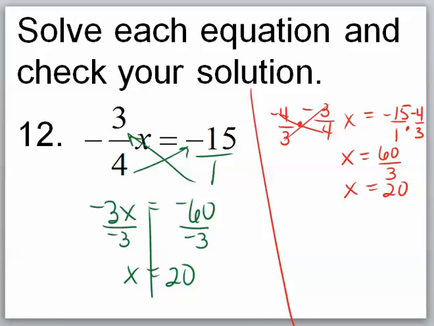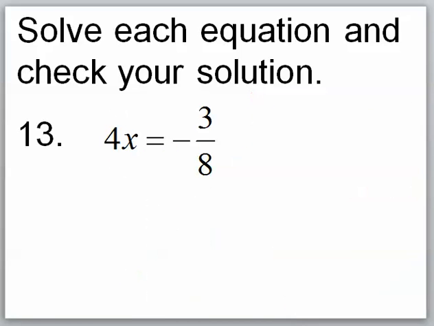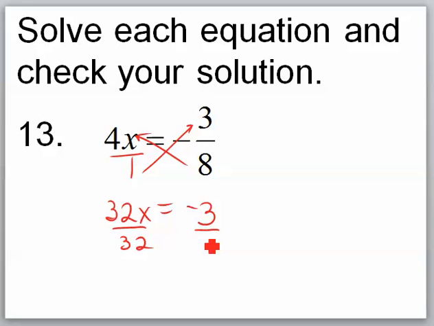Okay, and this is the last problem we left off on. We'll continue on with a couple more of these. Again, I like to use that cross multiplying method. So I'll go ahead and do 8 times 4, which is 32x, and 1 times negative 3, which is negative 3. Divide by 32 on both sides, and I get x. This doesn't go out evenly, so we'll just leave it negative 3 over 32, and we're done.